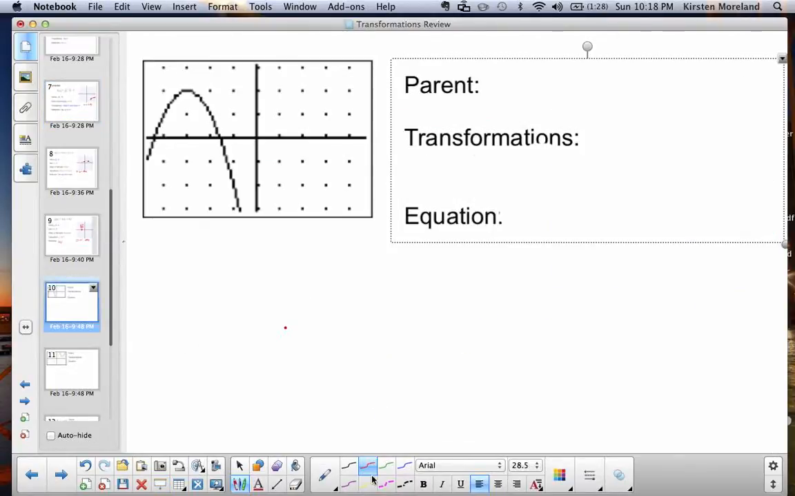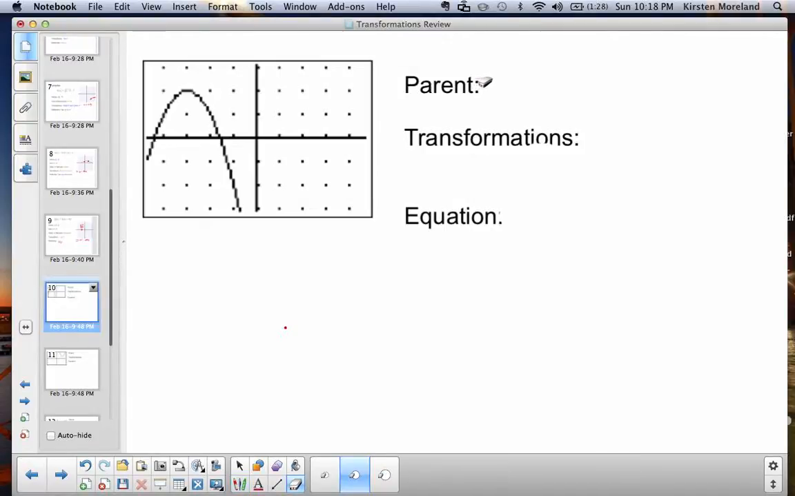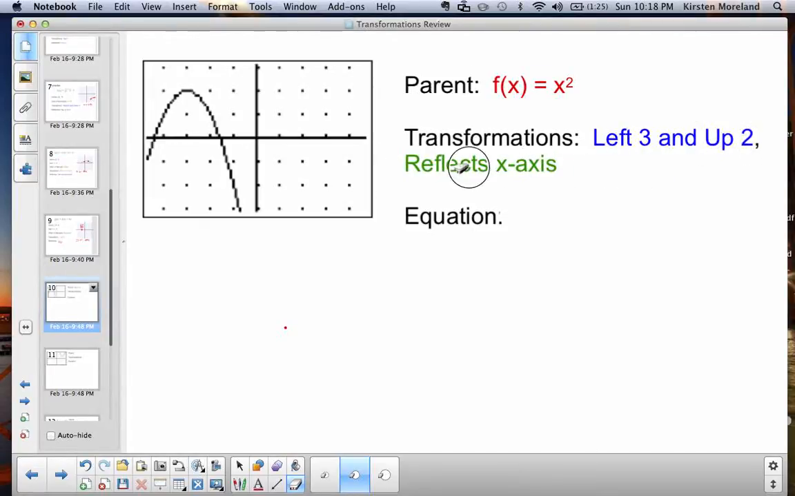So when you go to write equations, you're always going to want to start with your parent function so you can remember which one you're going to do. So the parent function on this is the U shape, the x squared. Then you're going to want to write the transformations. So in this case, we've gone left 3 and up 2. And notice it's also upside down, so it's reflecting the x-axis.